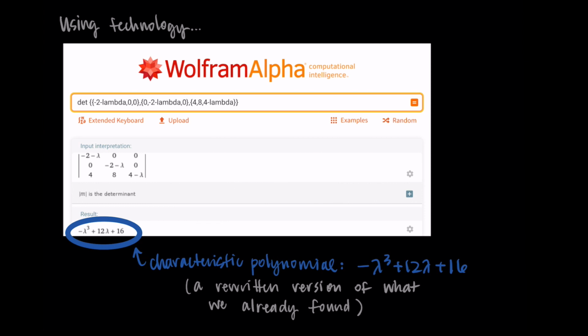Moreover, if I was given this polynomial, negative lambda cubed plus 12 lambda plus 16, it might take me a while to figure out how to factor it. So having technology to help us do that step could be nice too. You could ask it to factor this polynomial or just set this polynomial equal to 0 and it will tell you the roots. But since we already have the factored version, we can do this by hand.